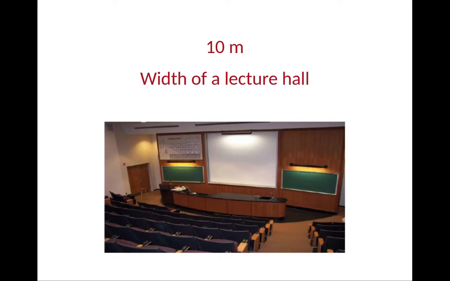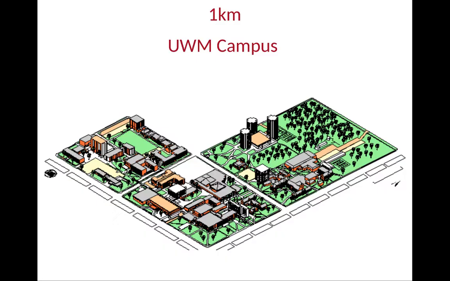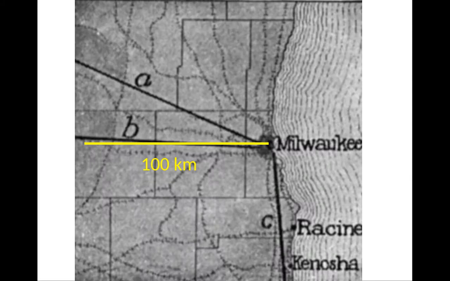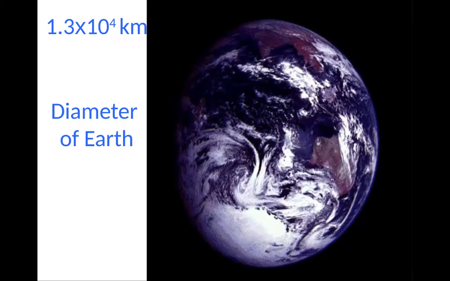10 meters might also be the size of the house that you live in, the height of the house, for instance. At 1 kilometer, which is 10 to the 3 meters, you deal with the UWM campus, roughly the size of a few city blocks, roughly 10-ish city blocks. Going to 100 kilometers, now you're talking about distances close to Chicago or Racine, the size of geographical distances on a map. And then you go to 10 to the 4 kilometers, you get to something much larger, roughly the diameter of the Earth.